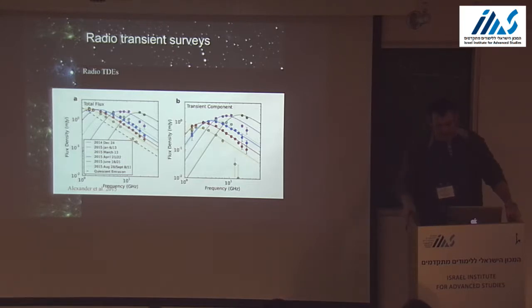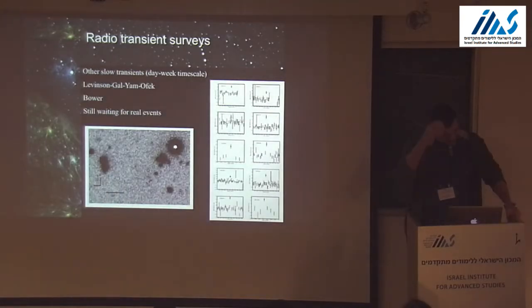Also, we now know that tidal disruption events are quite, well, not quite common, but they do happen, and we know more or less the rate. So if you conduct all sky transient surveys, you will also find these. Okay. Now the question you could ask is, are there other slow transients in the radio?